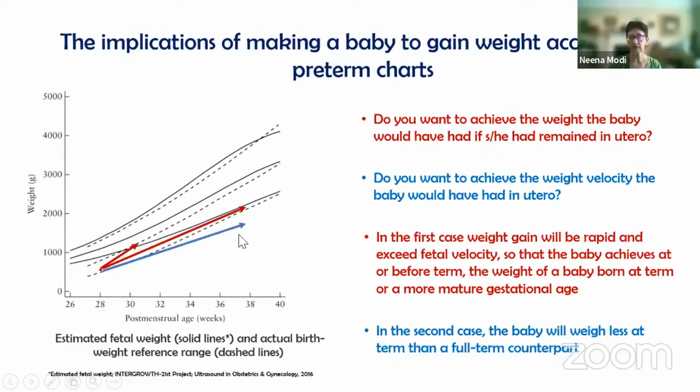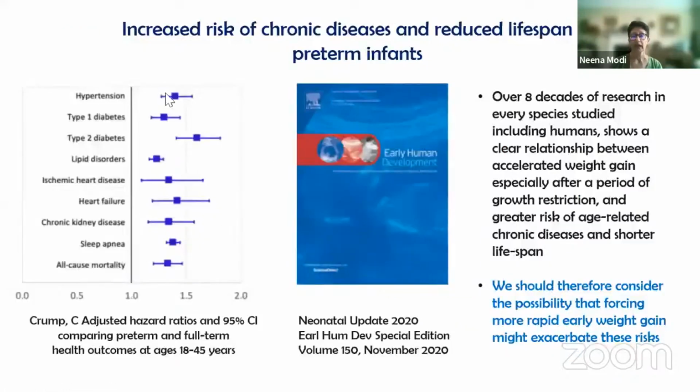And one of the very fundamental problems in preterm medicine is that some people follow the red lines, some people believe it's safer to follow the blue lines. We just do not know which is going to lead to the optimum outcome. And of course, there is a danger of promoting more rapid growth, because we have now over 8 decades of research in every species studied, including humans, that shows a very clear relationship between accelerated postnatal weight gain, especially after a period of growth restriction, which is the situation for our preterm babies, and greater risk of age-related chronic diseases and a shorter lifespan.